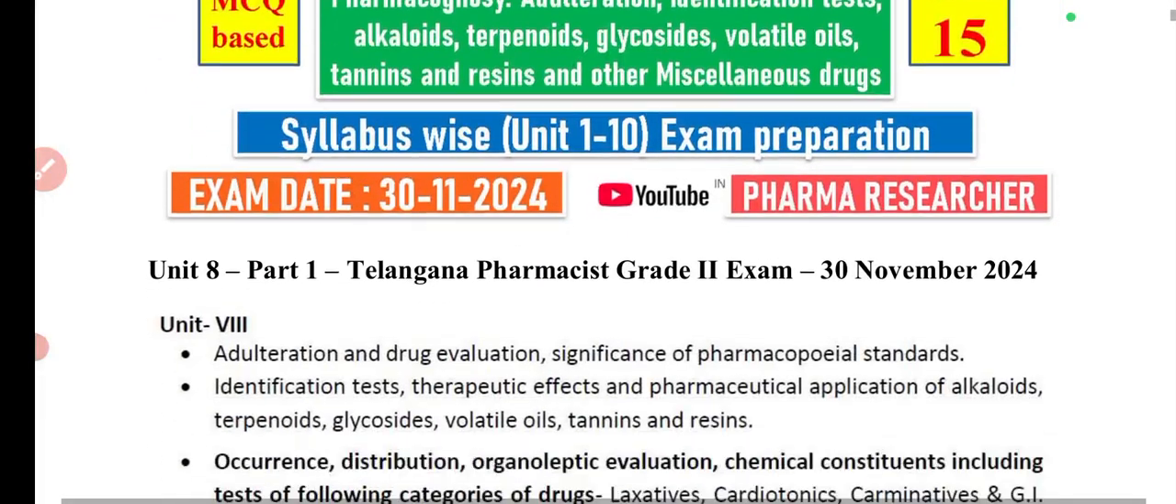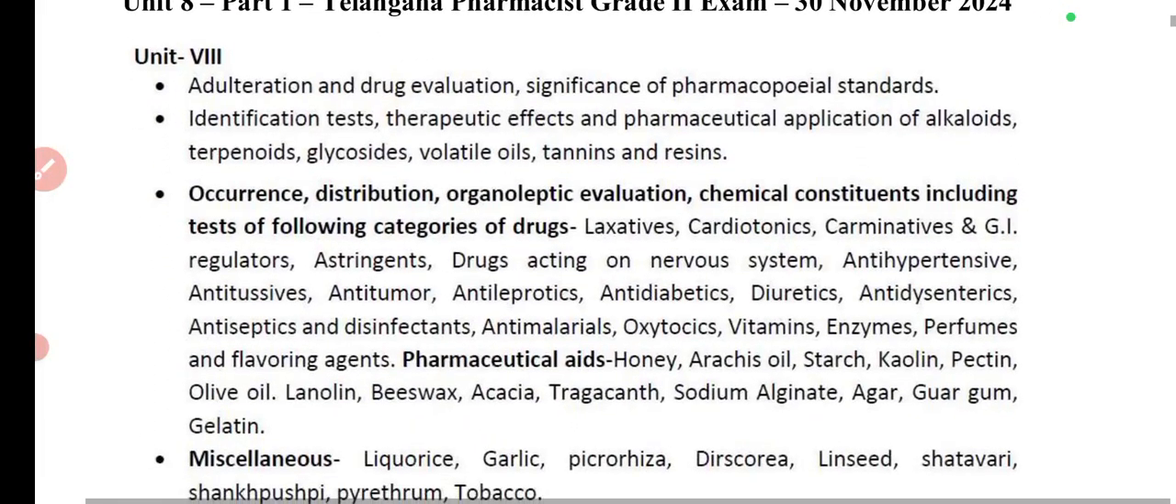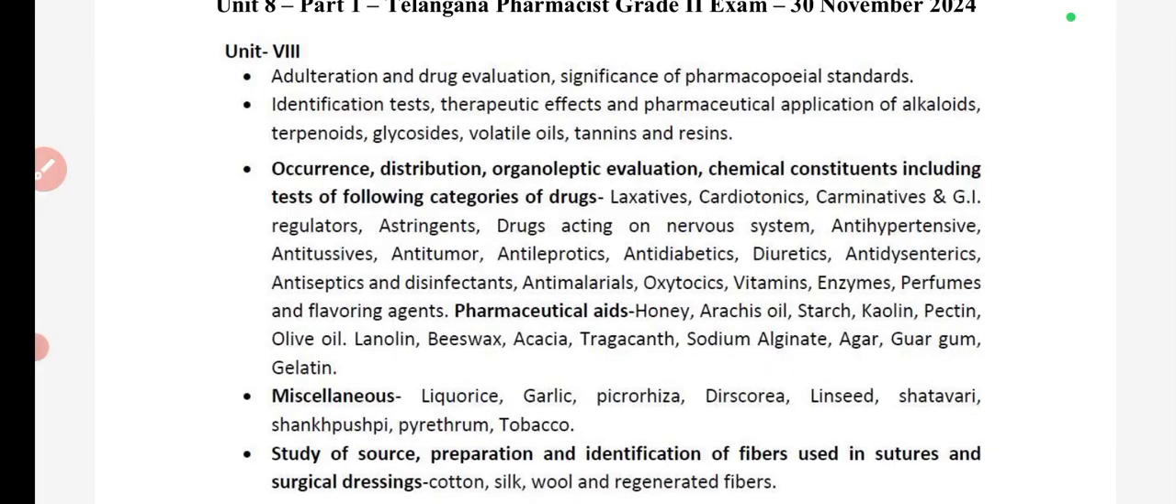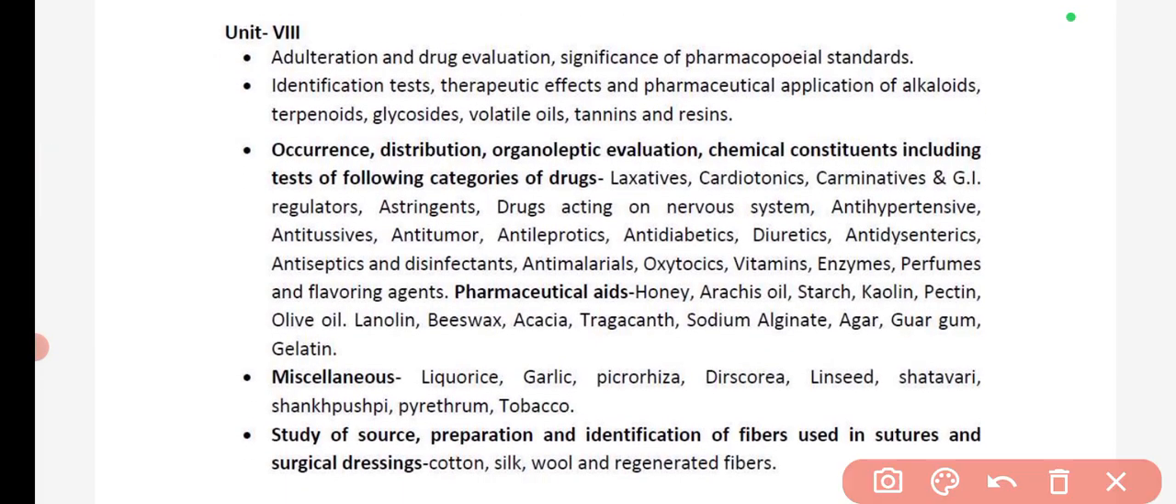So let's start with the syllabus discussion, like what different topics are mentioned in unit number 8. The first topic is regarding adulteration and drug evaluation and significance of pharmacopoeial standards. Then the second part is the identification test, therapeutic effects, and pharmaceutical applications of alkaloids, terpenoids, glycosides, volatile oils, tannins and resins. So these two topics will be covered in this particular video.